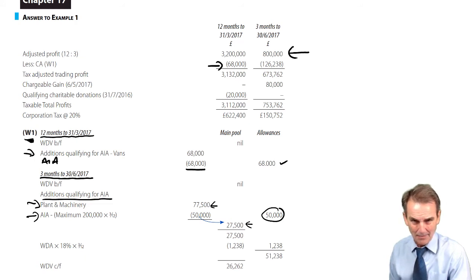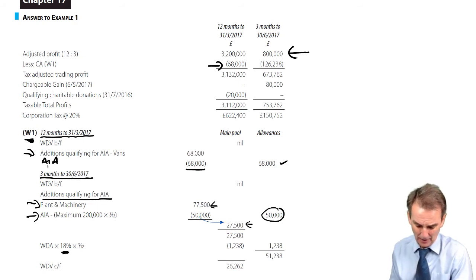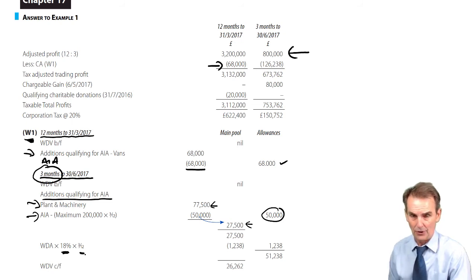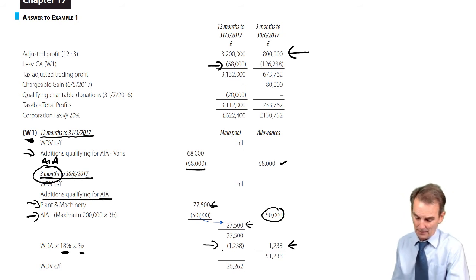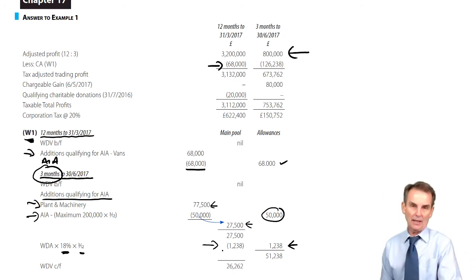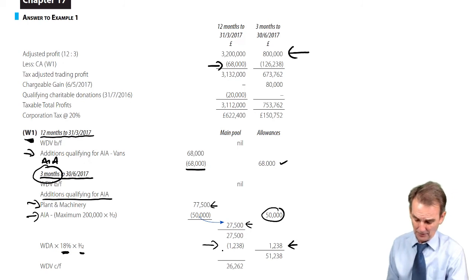What do we get to claim on main pool in the form of a writing down allowance? It's 18%. But the length of this accounting period is only 3 months, so it's times 3/12. Put the calculation through your calculator. Hopefully, it's that number that we see there, but check it out just to make certain. But it's 18% of 27,500 times 3/12. What's the figure? Hopefully 1,238.